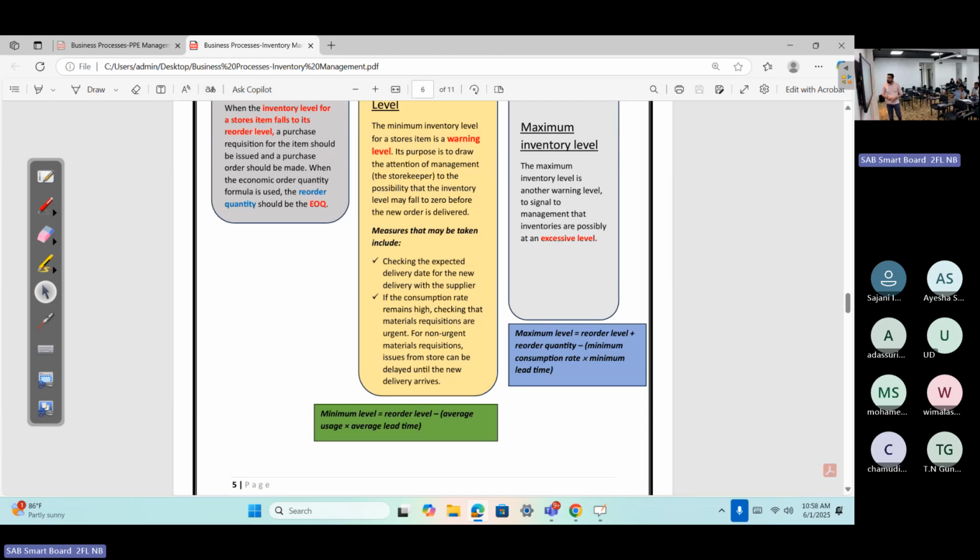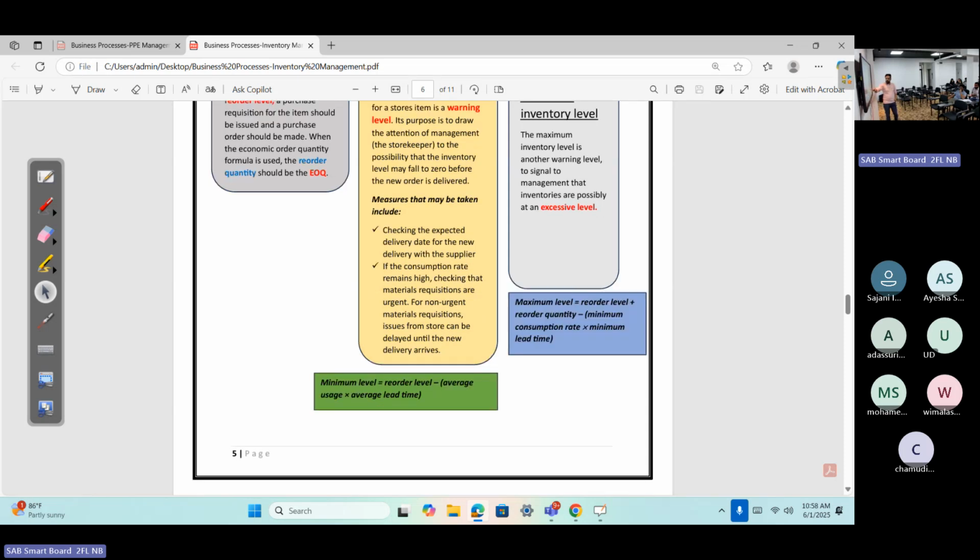Measures that may be taken include checking the expected delivery date for the new delivery with the supplier. Next 5 days means we should have the demand for 5 days later. If the consumption rate remains high, check that materials requisitions are urgent. For non-urgent materials requisitions, issues from store can be delayed until the new delivery arrives. The minimum level equation is reorder level minus average usage times average lead time.